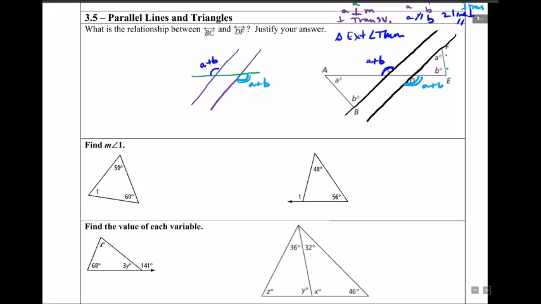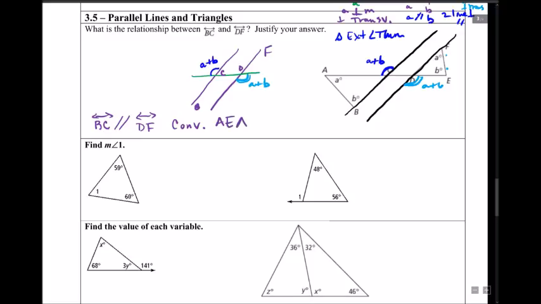I am going to be able to say, we need some letters. Proper labeling. This is BC. This is DF. I am going to be able to say that line BC is parallel to line DF. How come? Because of the converse of the alternate exterior angle theorem.